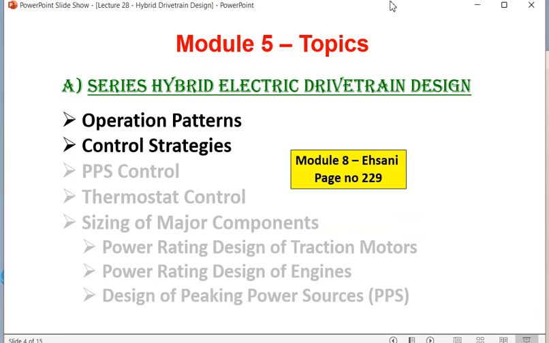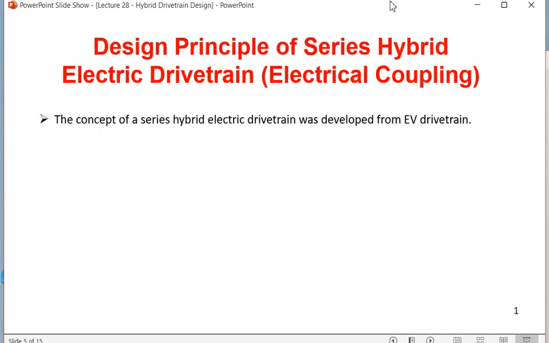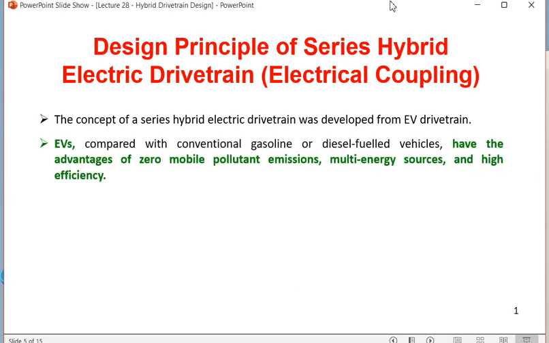We are mainly going to see two things. First one is the operating patterns, second one is the different control strategies for series hybrid electric drivetrain. So it will be taken from the book of EHV module 8, page number 229. Design principle of series hybrid electric drivetrain. Whenever I am saying series hybrid electric drivetrain, the first thing that comes to our mind is how is it different from EV? Because what is the basic difference between electric vehicle and hybrid electric vehicle?